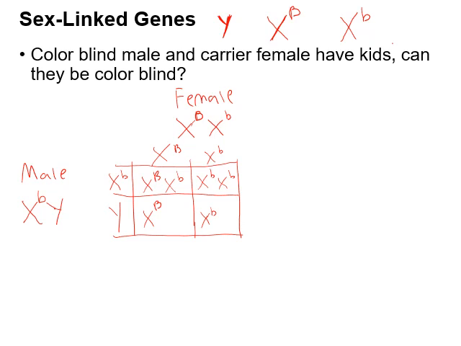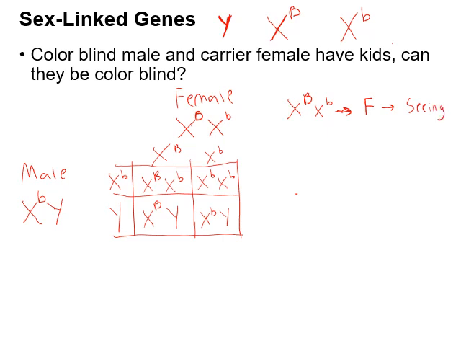Then we fill in going across with the Y. So we have Y there and Y there. Okay, let's take a look at these kids. The first kid is X capital B, X lowercase b. First of all, is that a male or a female? That is a genetic female. And is that female color seeing or colorblind? In this case, she's heterozygous, meaning that she can see colors. So she's color seeing.